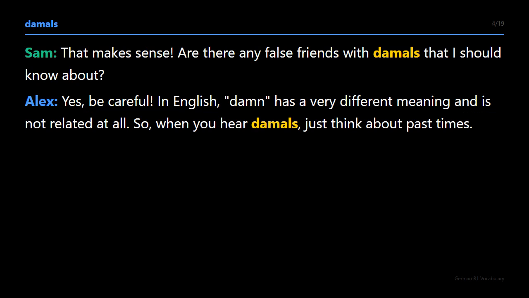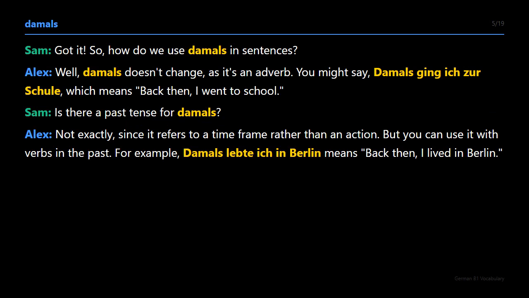Got it. So, how do we use damals in sentences? Well, damals doesn't change, as it's an adverb. You might say, damals ging ich zur Schule, which means back then, I went to school.